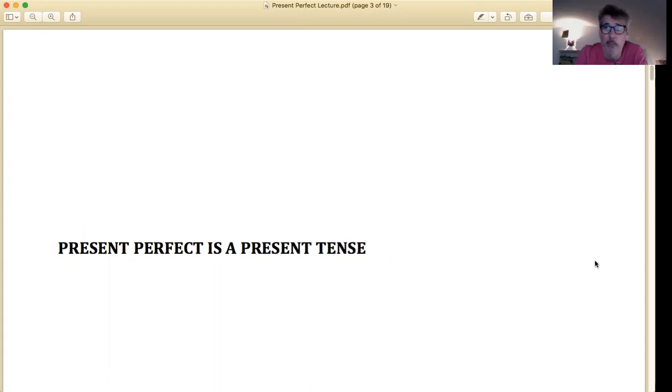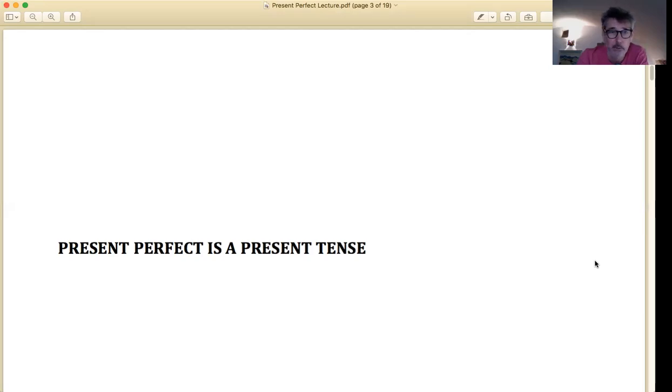Now, the first thing I want to say is that the present perfect, you need to think of it as a present tense. It is a present tense. I know a lot of times we want to think of it as a past tense because, well, it starts in the past or something, but it's called present perfect, so it's a present tense, meaning that we're going to use it when we're talking about something that's true right now, that's active right now. It's not finished, it's not over, it's true now.